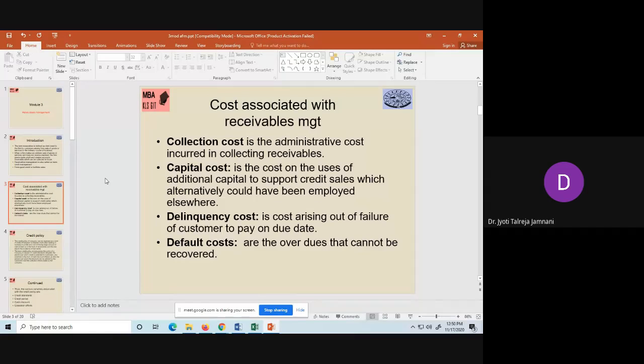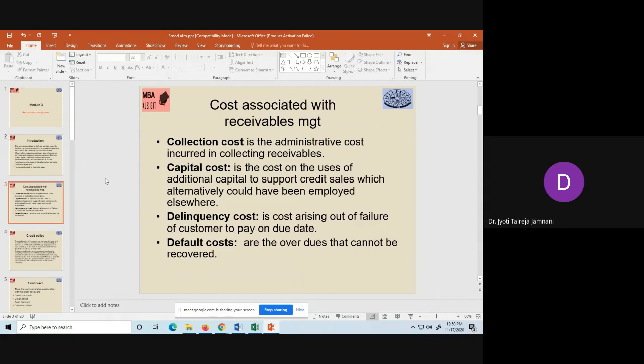We need to manage these costs well. Otherwise, if these costs are too high, then we will suffer losses. If we spend too much on collection, then our profitability will come down. If you borrow too much and give lots of money, stuck lot of money in credit sales, your interest cost will be high. If delinquency cost happens, everybody fails to pay on the due date.